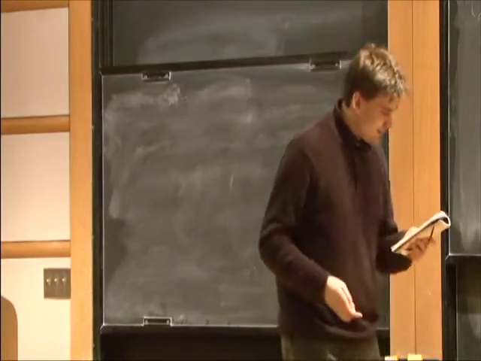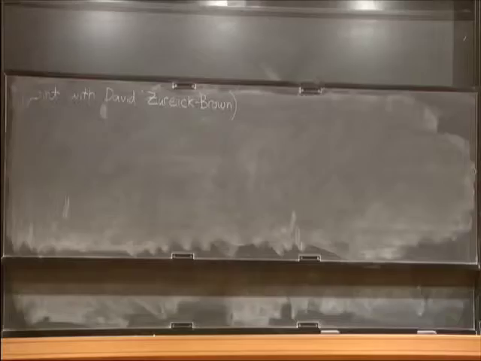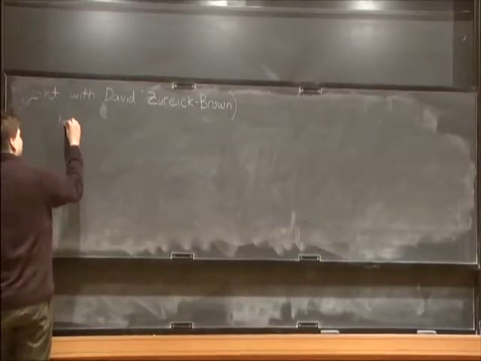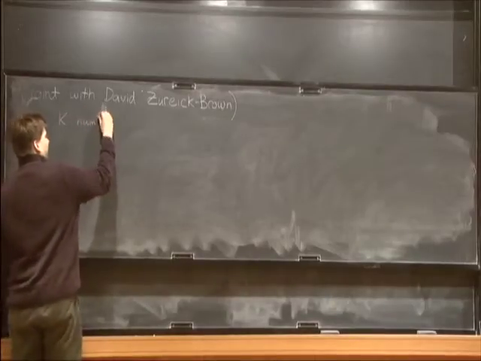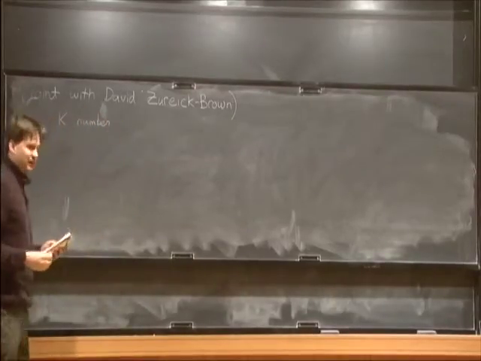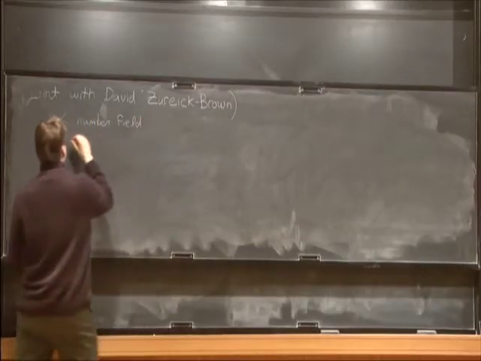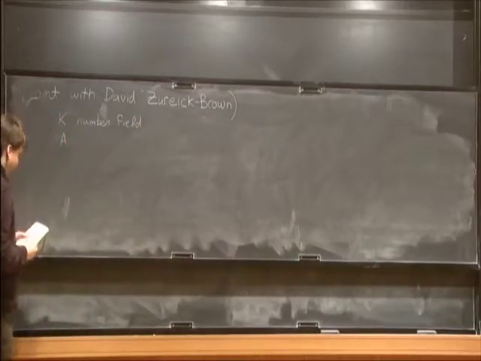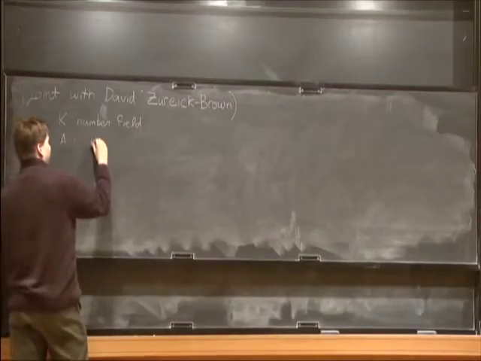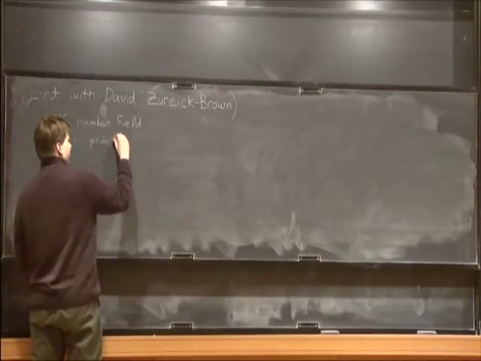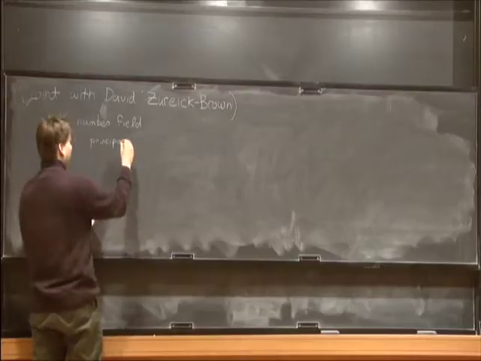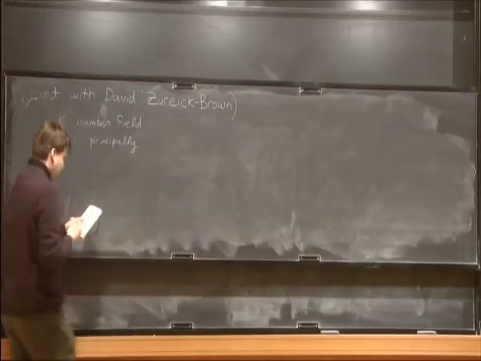Okay, so again, everything here is joint with David Zureick-Brown and Emery. And today we're just going to fix a number field. And there's really going to be two cases. K is Q and K is not Q. So we're going to take a number field, and we're considering abelian varieties over K. So in particular, I want a principally polarized. This is just going to make life easier, at least for me, to state theorems.